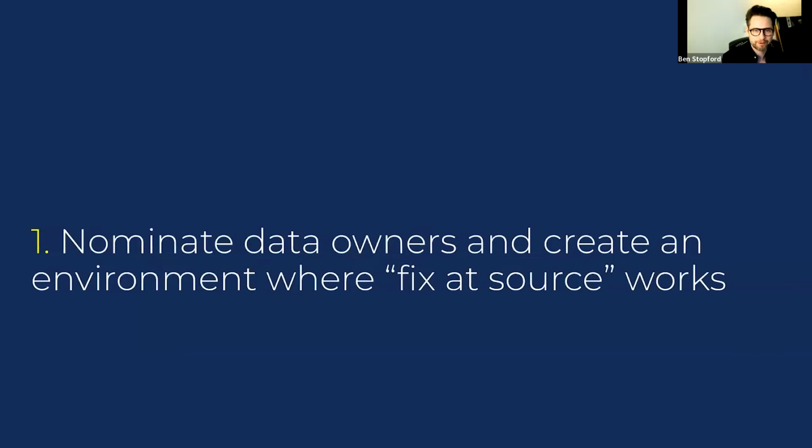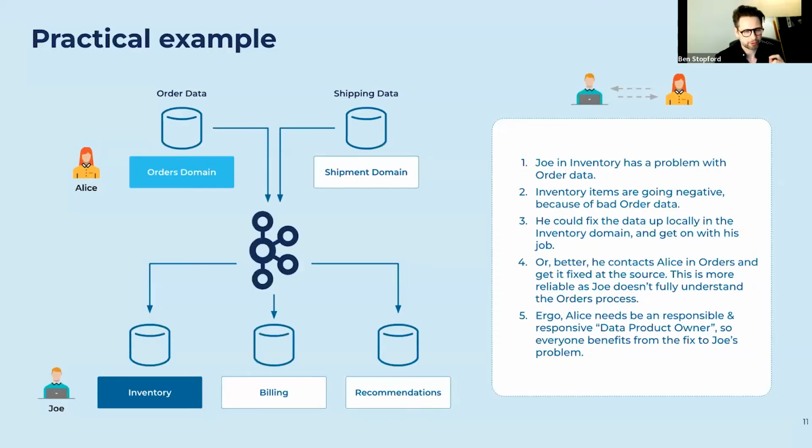What do we have? Number one, we need to nominate data owners and create an environment. This is one of the socio-technical ones, where we fix at source. We talk a lot about data products, but the heart of getting this kind of architecture right, a data mesh based on event streams, is actually being able to fix at source. This is a principle that goes way back beyond the data mesh times. But if you can fix at source, you're in a wonderful place.